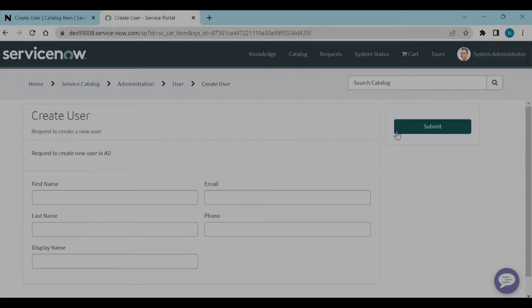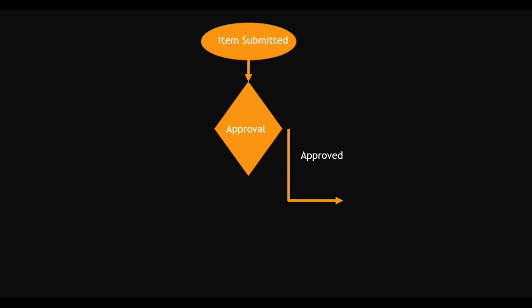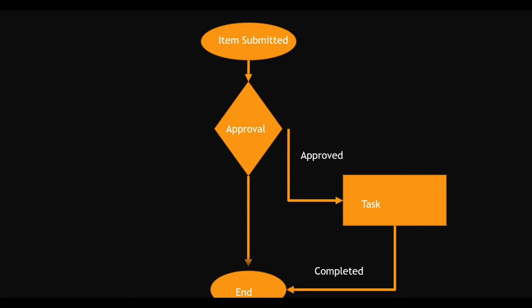For example, once the item is submitted, it will go for approval. If the approval is approved, then it will go for a task. This task is a fulfillment task, where the team that this task belongs to will work on this catalog item, on the requests coming from it. All these tasks will be performed by this fulfillment group. Once the task is completed, it will end the workflow. What if approval is rejected? If approval is rejected, then it will end. So this is a simple workflow. This type of workflow we are going to build now.